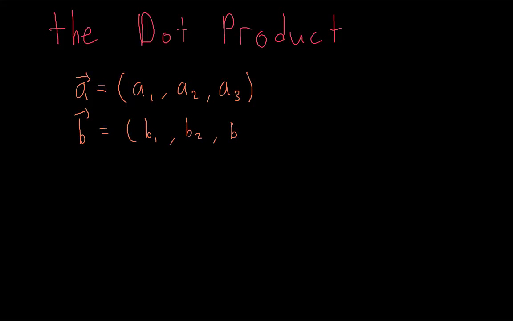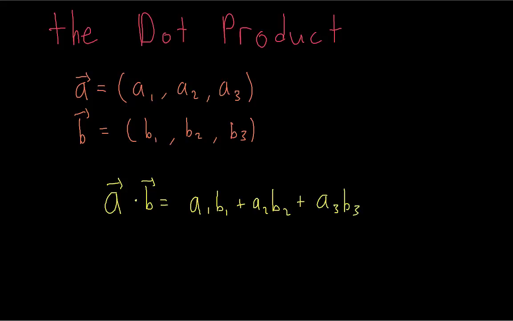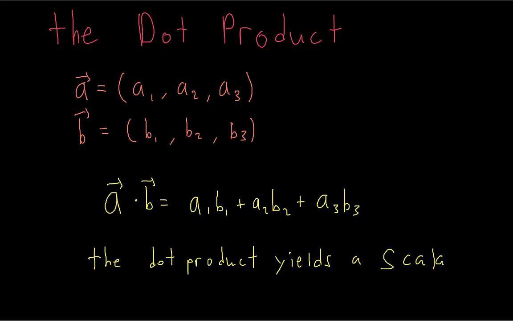So say we have these two vectors a and b and their components. If we took the dot product of a and b, we would get a1 b1 plus a2 b2 plus a3 b3. So you just multiply the corresponding components of the two vectors and then add them all up. So notice that the dot product produces a scalar quantity. The dot product of two vectors is not a vector, it's a scalar.